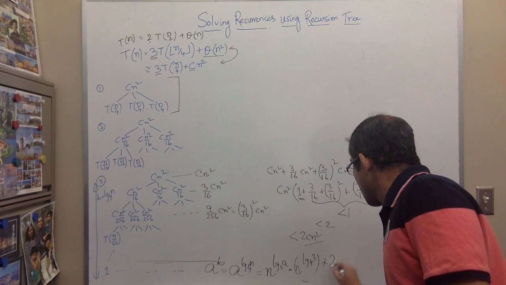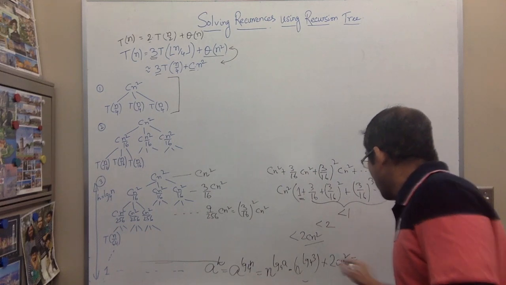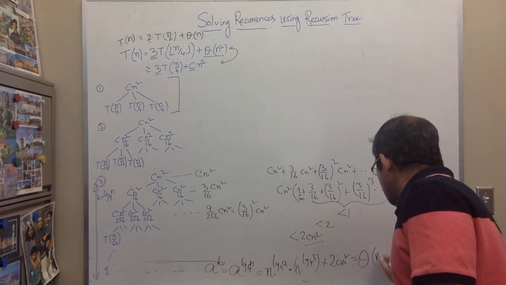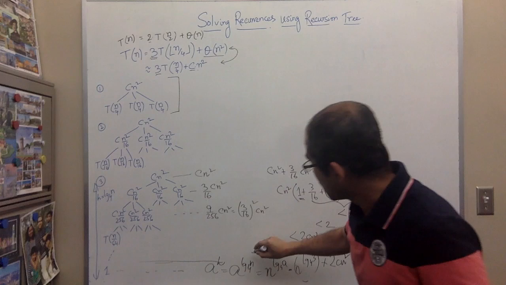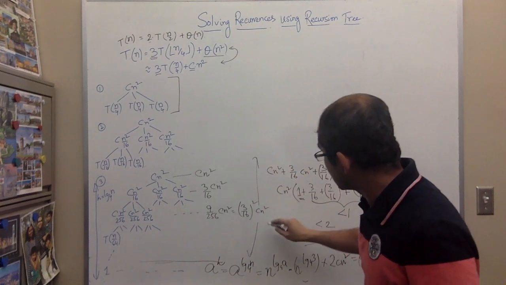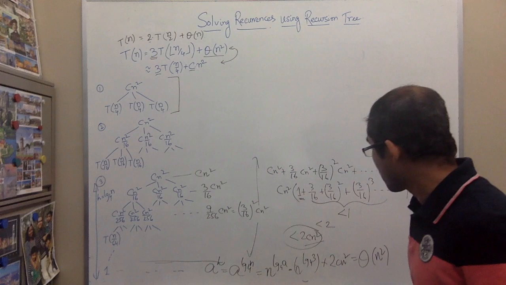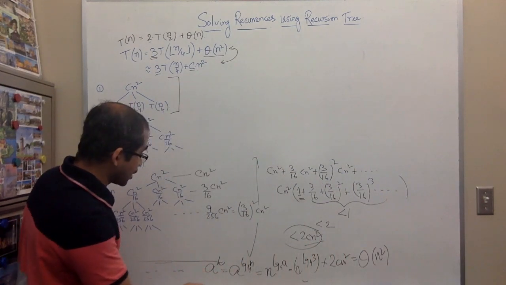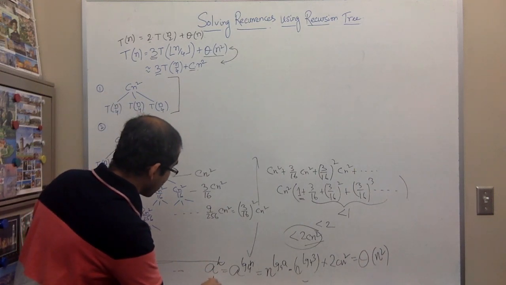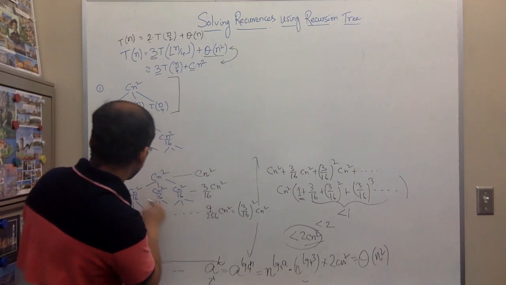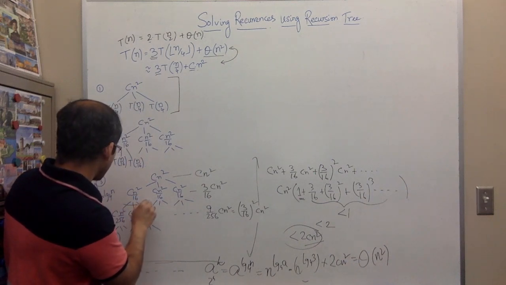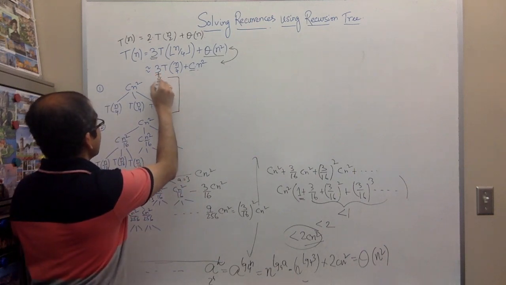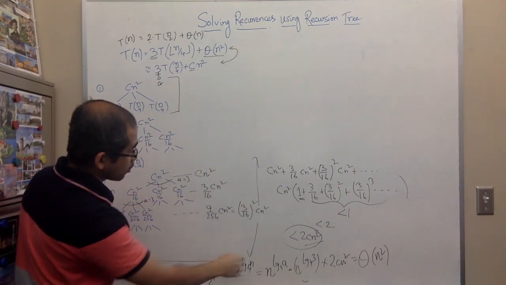So plus 2Cn square. Whatever this is, Cn square is the larger term, so this will become theta of n square. This part up to the leaf level is Cn square as we calculated here, and the leaf level is a to the power h, where a is how many times the tree is being divided. For a binary tree it is 2 to the power h, if you remember. Here each node has 3 children, so every time a equals 3, and this is a to the power h, the number of leaf nodes at this level.